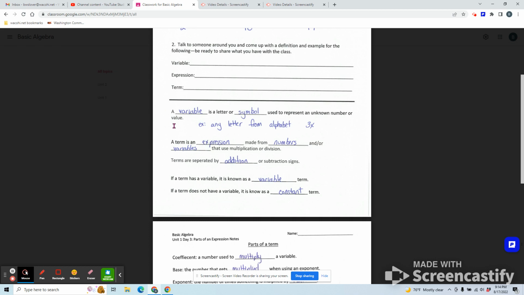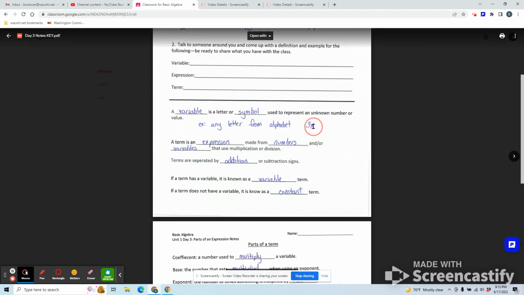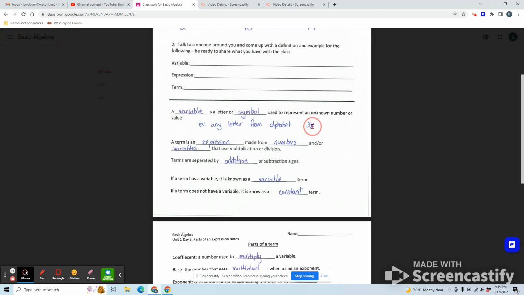So an example is any letter from the alphabet. So there's 26 letters to choose from, any letter you want from the alphabet. Most of the time, I'm going to choose the letter X. It's just what I've been doing. So over here, here's an example, 3x. So that X represents your variable.